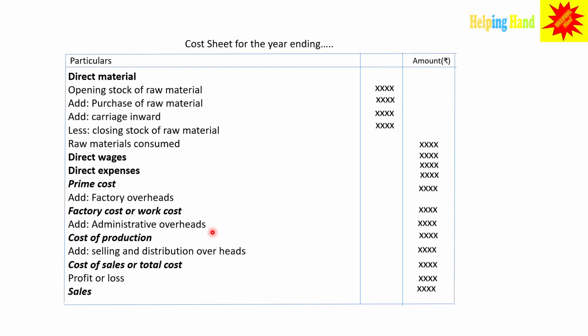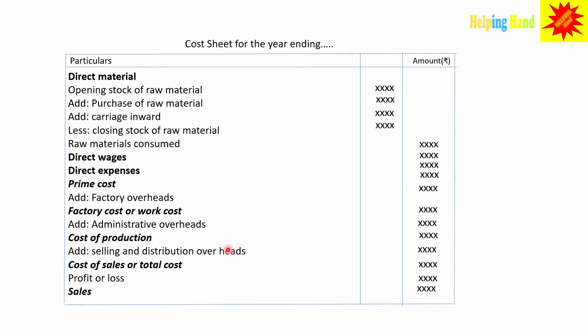For example, we can say office rent or office lighting, depreciation on office furniture, printing and stationery, salary paid to office staff, and so on and so forth. Such expenditures, if given separately, can also be recorded under this, or if they directly state so-and-so amount for administrative overheads, that we can directly record in the amount column. Then when we add administrative overhead to factory cost or work cost, we ascertain the cost of production.